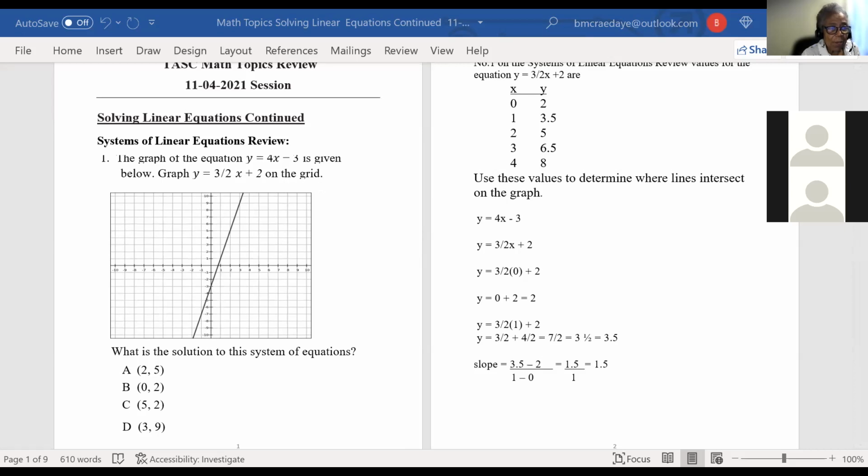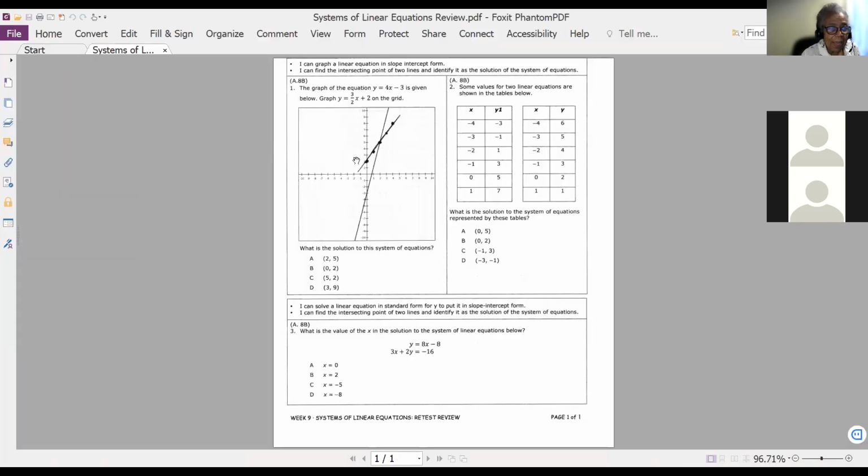Okay, now what I did, I took those values that I gave you and plotted them on this graph. And where do they intersect? Right here. What are the X and Y values when the lines intersect, Vanessa?